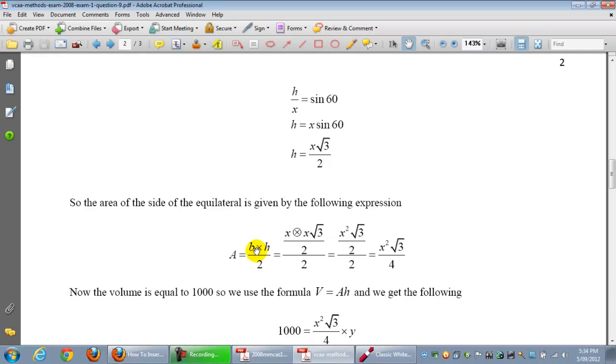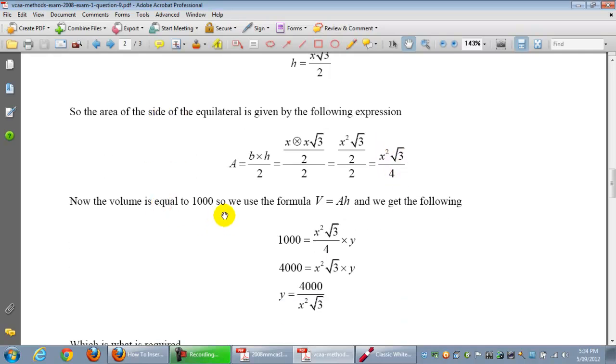So if the area is equal to x times this all over 2, with just a little bit of algebra here, x times that is x squared root 3 over 2, over 2, and it becomes x squared root 3 over 4. Now, that's the area. We know that the volume is 1000.